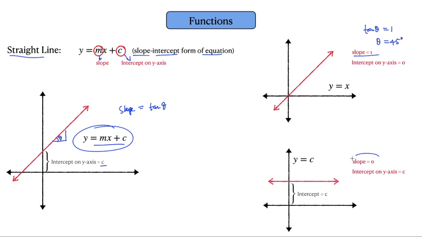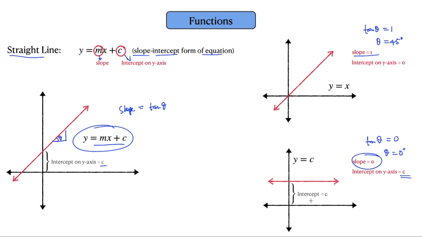Whereas if you have slope equal to 0, that means tan theta = 0, or theta = 0 degrees, and let's say the intercept on the y-axis is c, then you will get a straight line which is parallel to the x-axis.